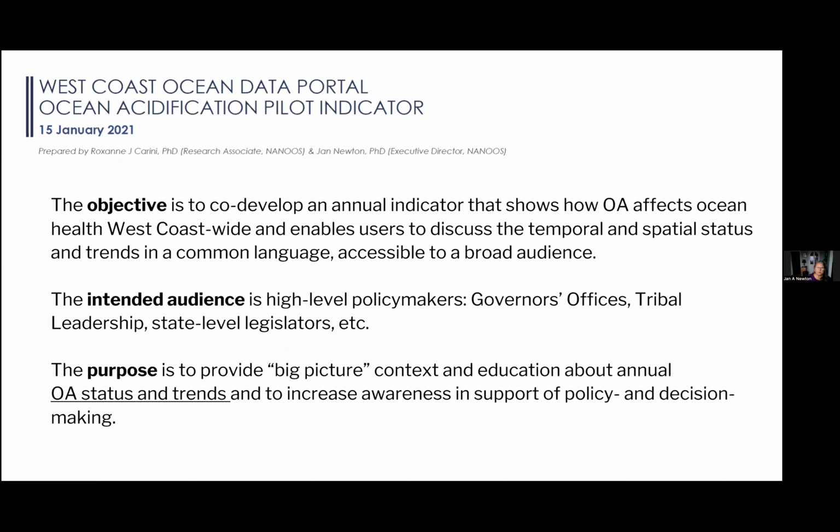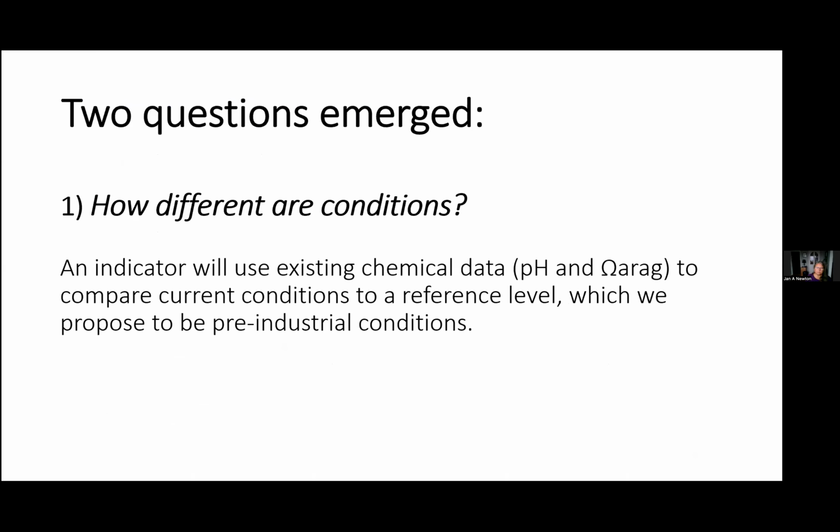All right, so that was our marching order. As we spoke with the 29 individuals, I should have found one other person so I could just say 30. Two questions emerged. What do you really want to know? What do you need to know? And so one of the questions is, how different are conditions? How different are conditions now versus some reference level, which we chose to be pre-industrial conditions? So that was an important question.